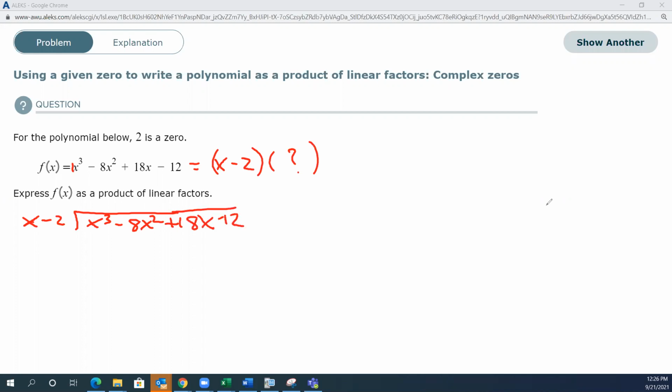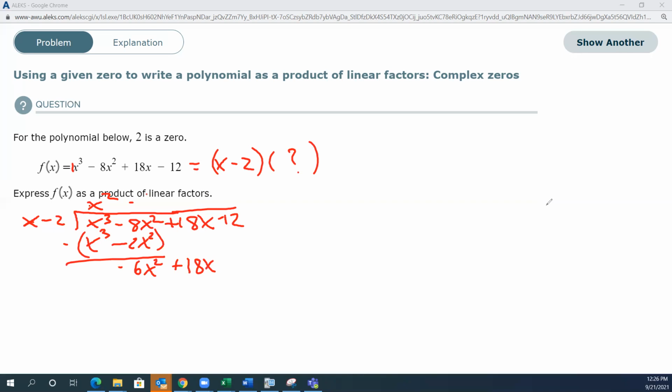All right, so I'll multiply by x squared and subtract. -6x squared. Bring down the next term again. 2 is an x-intercept, a root. Therefore, x minus that is a factor. Therefore, my remainder at the end of this division should be 0.